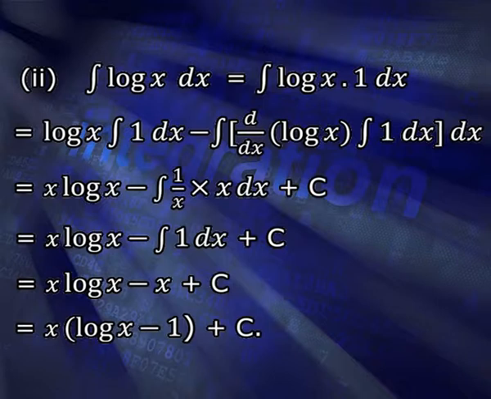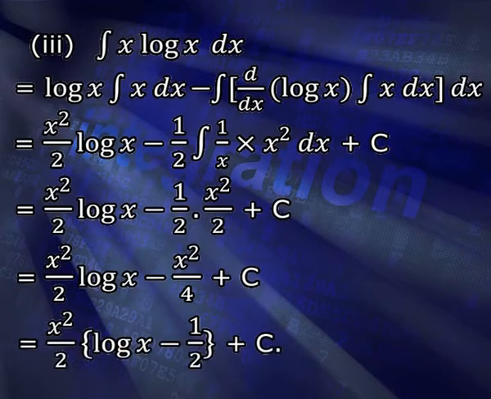So this is equal to x times log of x minus integration of 1 by x times x dx plus c. That is equal to x log of x minus integration of 1 dx plus c. This is equal to x log of x minus x plus c. So that equals to x times log of x minus 1 plus c.